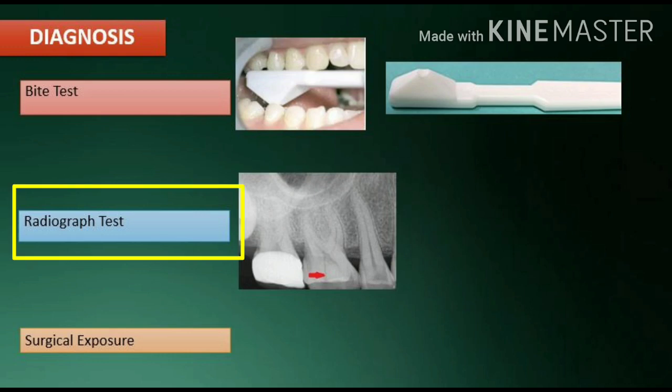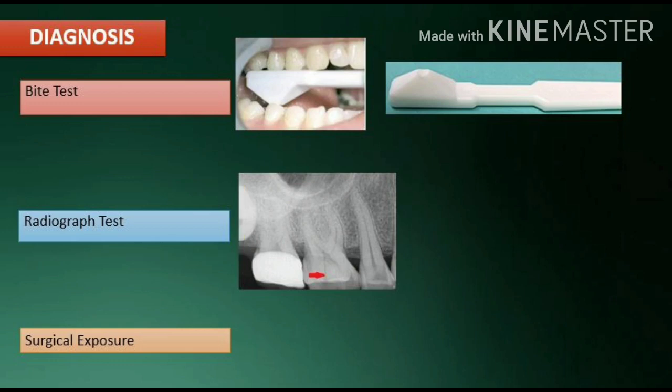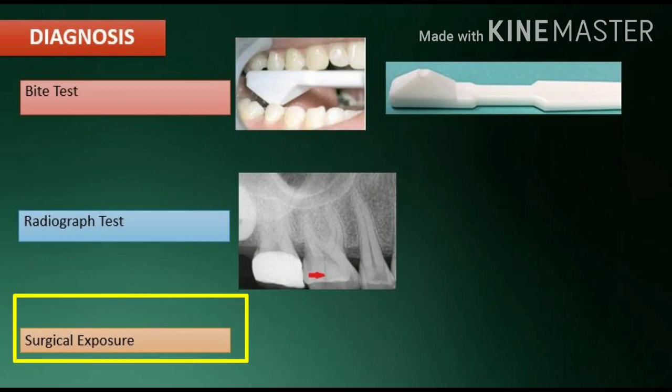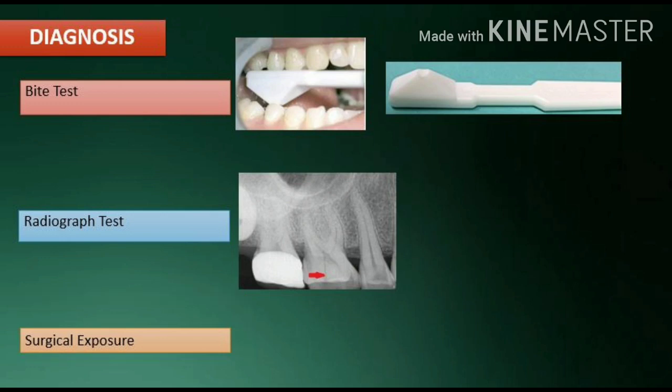Radiographs are not of much help, especially if the crack is mesiodistal in direction. Taking radiographs from more than one angle can help in locating the crack. Surgical exposure: if a fracture is suspected, a full-thickness mucoperiosteal flap should be reflected for visual examination of the root surface.